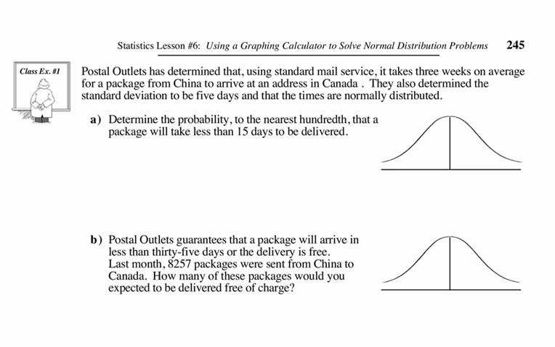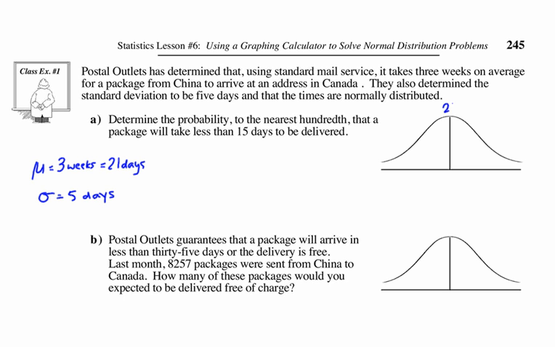Postal outlets have determined that, using standard mail service, it takes 3 weeks on average for a package from China to arrive at an address in Canada. They also determined the standard deviation to be 5 days. So standard deviation is 5 days, and mean is 3 weeks. What's the problem with this? Our units aren't the same, so we need to turn 3 weeks into days, so that'd be 21 days, 3 times 7. Determine the probability to the nearest hundredth that a package will take less than 15 days.